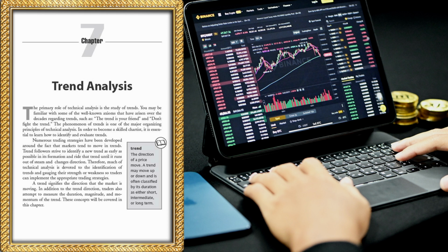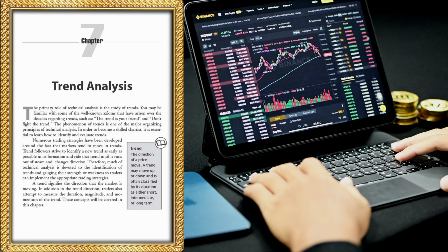Numerous trading strategies have been developed around the fact that markets tend to move in trends. Trend followers strive to identify a new trend as early as possible in its formation and ride that trend until it runs out of steam and changes direction. Therefore, much of technical analysis is devoted to the identification of trends, gauging their strength or weakness so traders can implement the appropriate trading strategies.